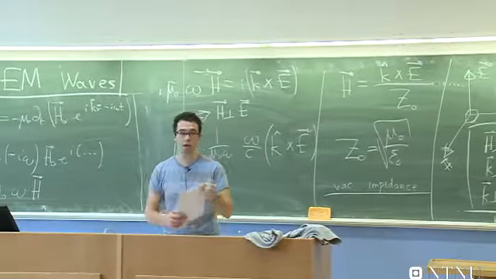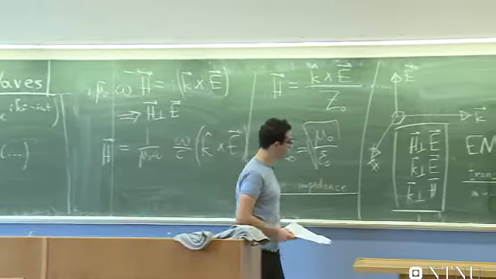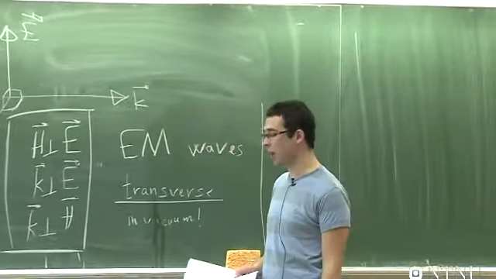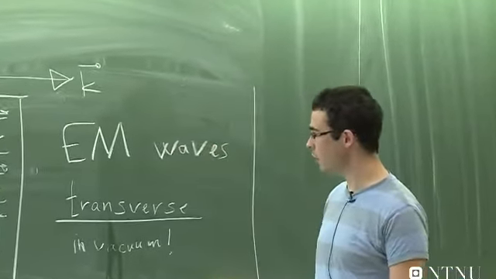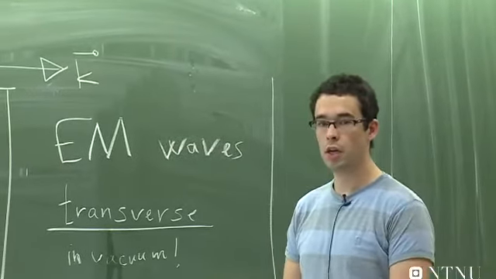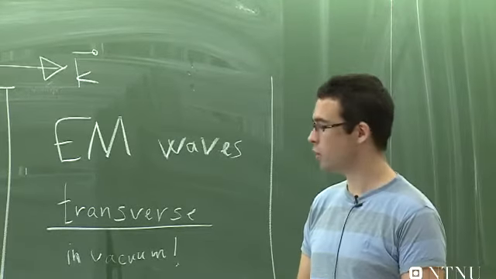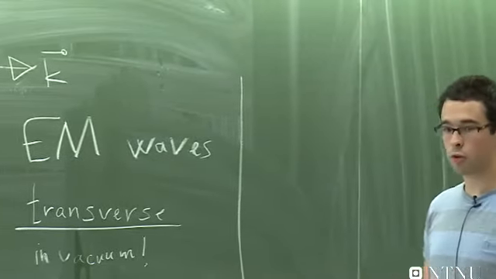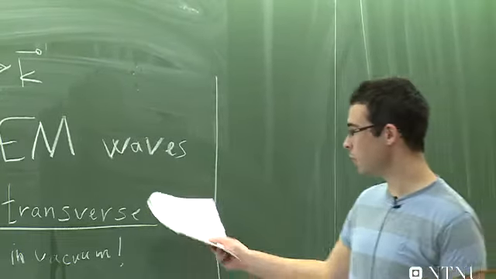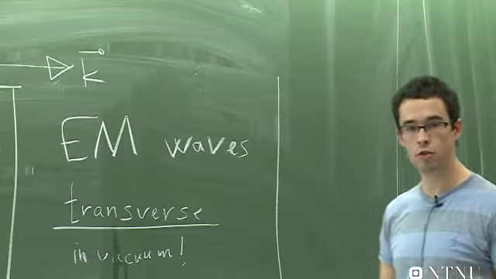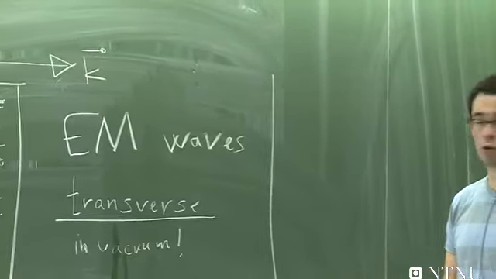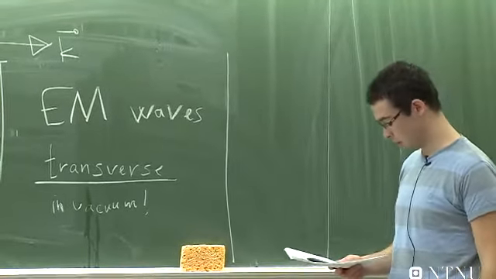Let's get back to the lectures. We found in the previous lecture that all of the three vectors k, H, and E, that is the magnetic field, the electric field, and the wave vector pointing in the direction of propagation of the wave, are all orthogonal to each other, meaning that electromagnetic waves in vacuum are transverse. And we defined what transverse polarization meant in the previous lecture.